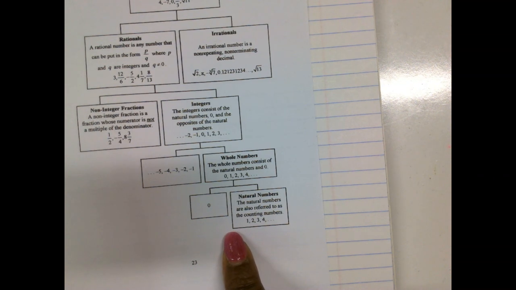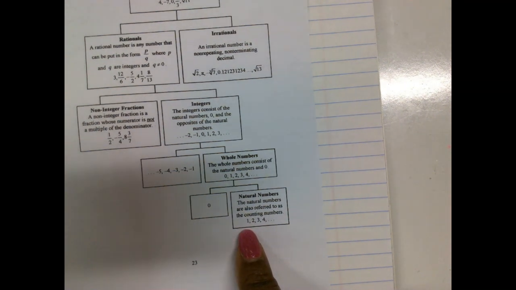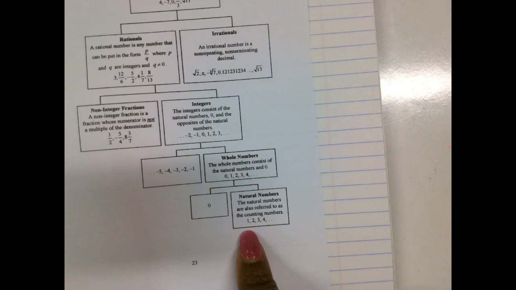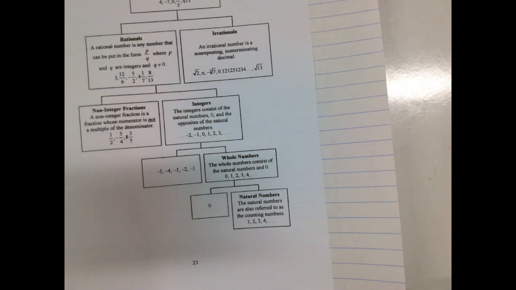And natural numbers are counting numbers. When you first learn how to count in kindergarten, or some of you maybe earlier than that, you start counting 1, 2, 3, 4 people are sitting at that table. Those are natural numbers. All right. Any questions so far?